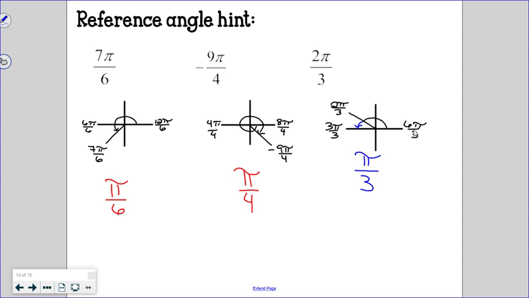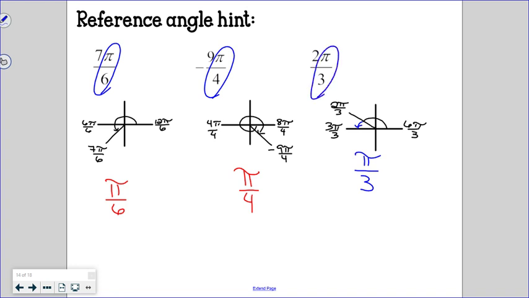Pi over the denominator. That's it. So if they hand me an angle that is 7 pi over 6, what's your reference angle? Pi over 6. If they hand me an angle that's negative 9 pi over 4, my reference angle is pi over 4. Same thing, pi over 3.